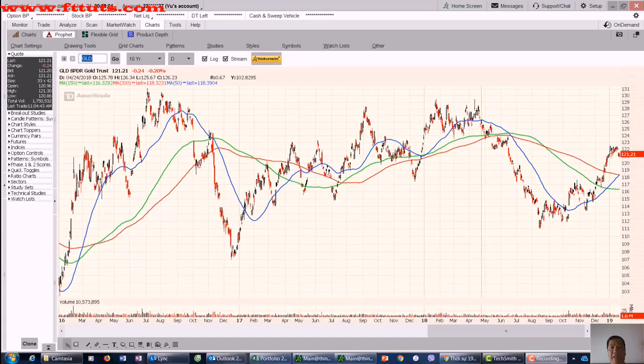Hi folks, Bang here. I just want to use the Think or Swim platform to illustrate how to enter a long call option trade. Remember, when you enter a long call, meaning you buy a call option, you have to be very bullish on the stock, meaning you expect the stock to move sharply in a relatively short period of time so that you can benefit from the upside.